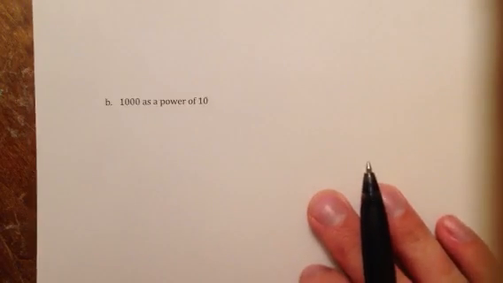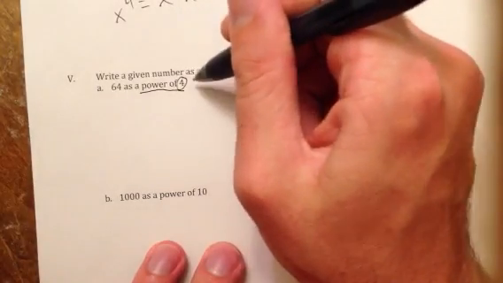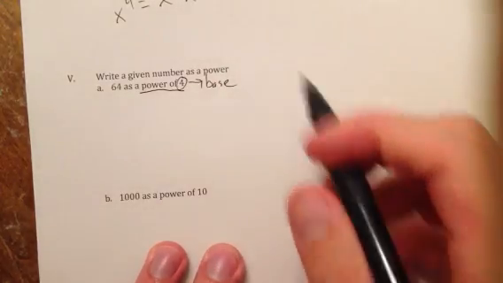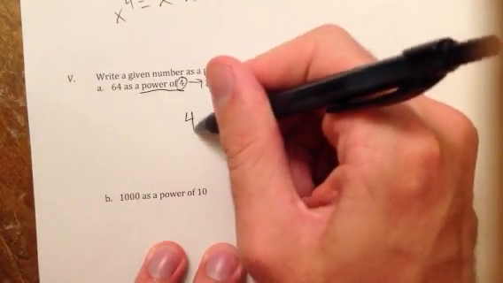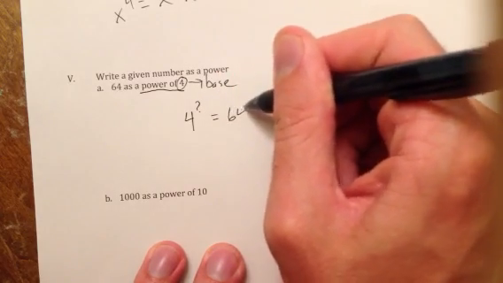Last thing we should be able to do is write a number as a power. So when you see "write 64 as a power of 4," what I'm actually doing is giving you 4. 4 is the base then. So I'm asking you to try to figure out 4 to what power is 64.